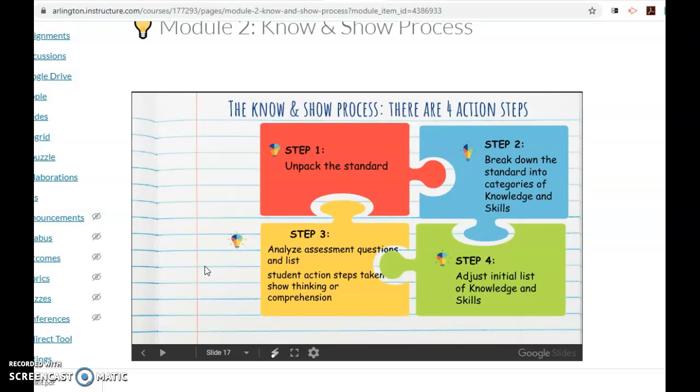You will be making your own know-show charts during this module. So at any time that you need to refer back to this presentation, please do so. If you have any questions about this process, please reach out with those questions.